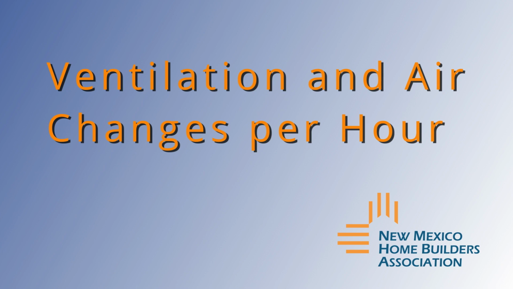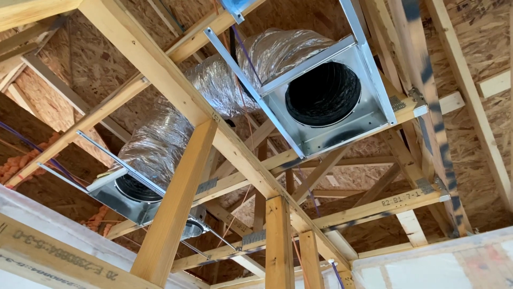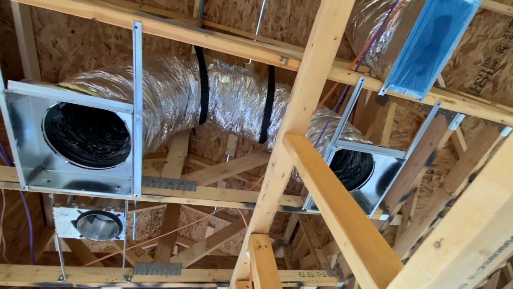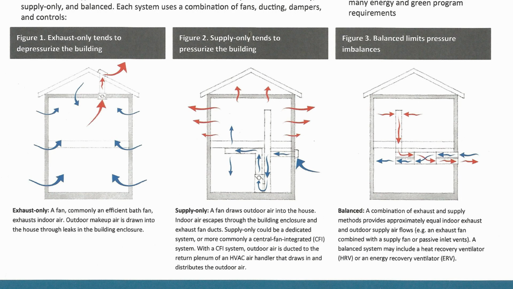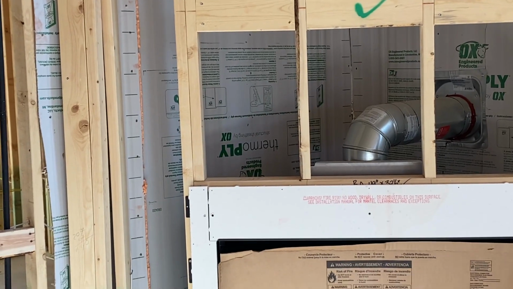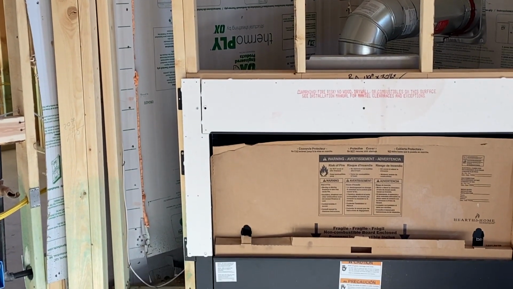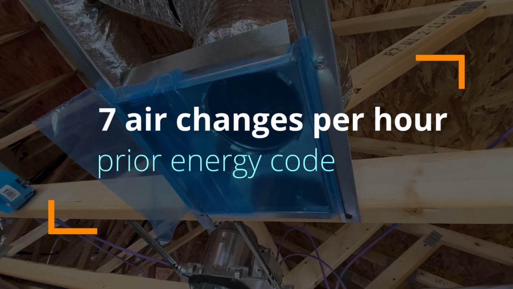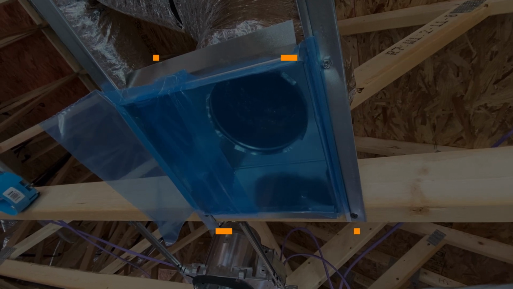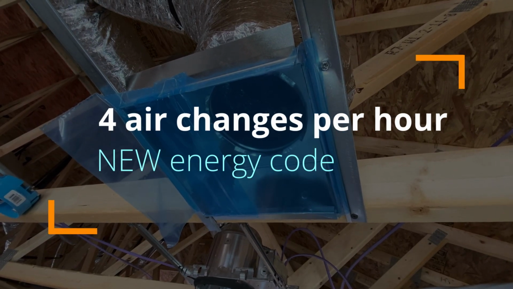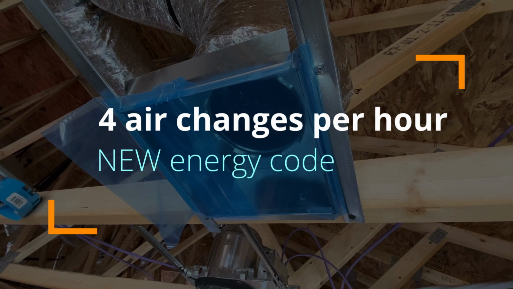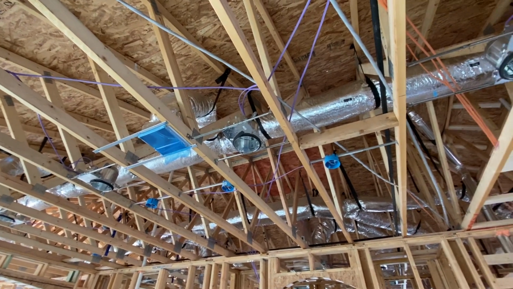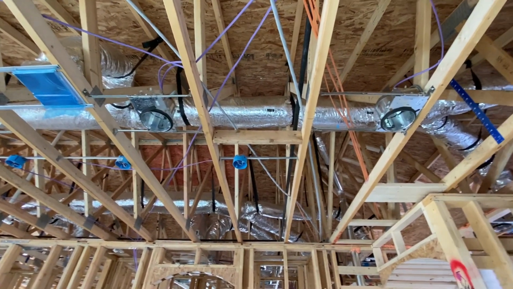The code contains a requirement for mechanical ventilation. New homes must be sealed up tighter than ever before, so indoor air quality becomes a bigger issue. There must be sufficient air to allow combustion appliances and fireplaces to run. The prior energy code allowed 7 air changes per hour. The new energy code requires no more than 4 air changes per hour. The code doesn't tell you how to get fresh air into a home, but some method is needed to pull outside air in and push stale air out.